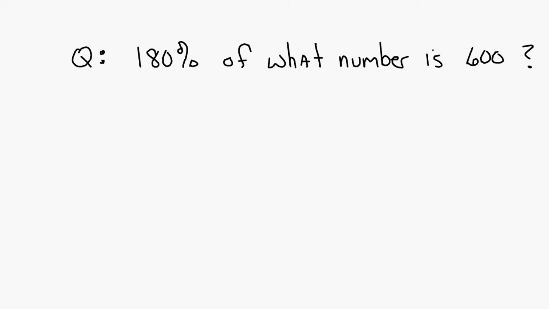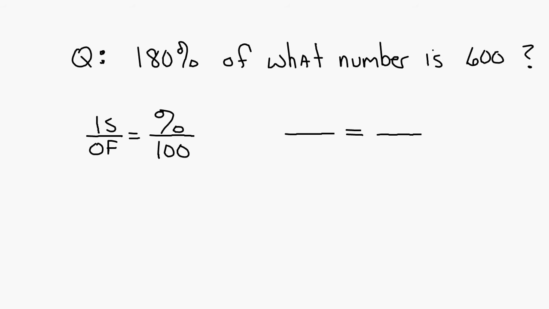So remember, the format that you're going to use is is over of is equal to percent over 100. And the 100 always goes in the bottom right. So when you're given a problem like this, you are going to draw a blank template. And you're going to put 100 in the bottom right-hand corner. Now the is of the question is going to go in the upper left of the proportion. 180% of what number is 600?